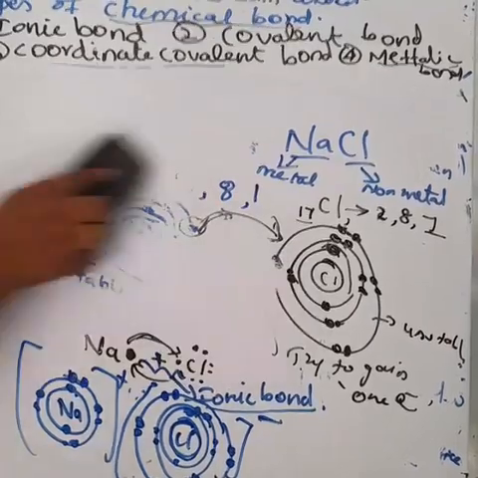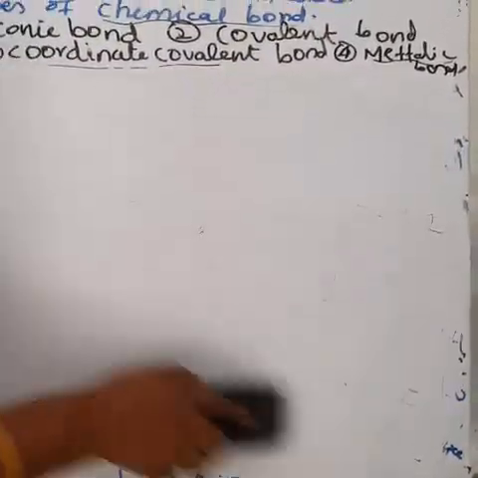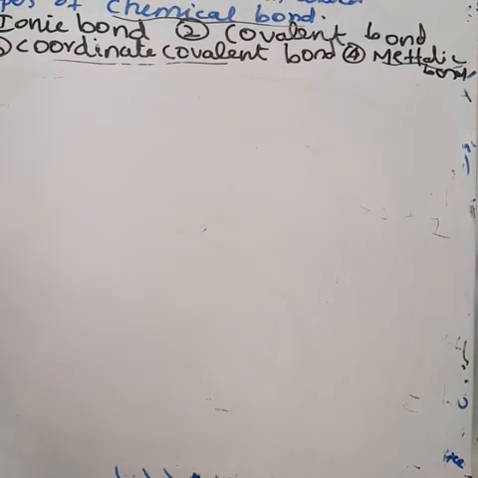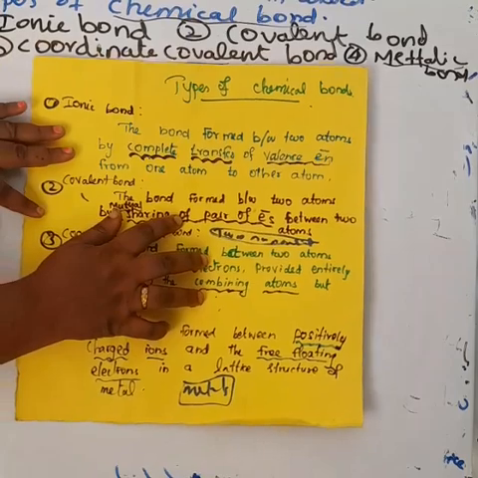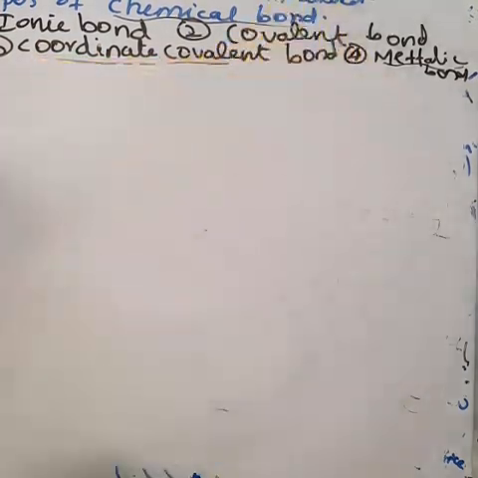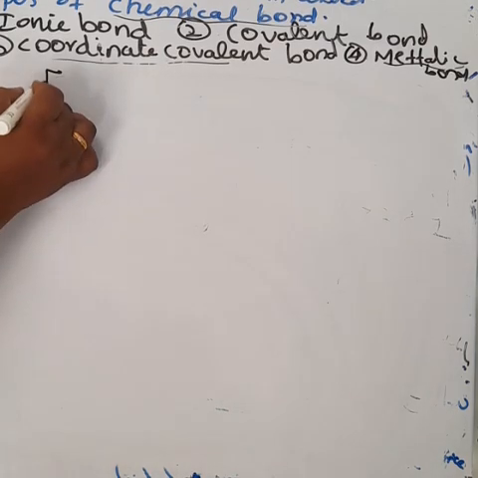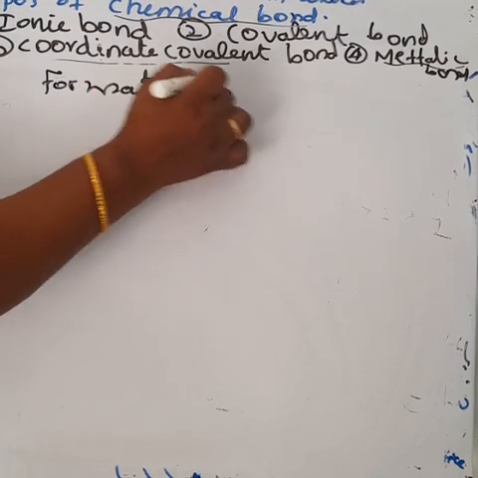Okay. Secondly, the covalent bond. How is the covalent bond formed? What do you mean by covalent bond? Covalent bond is the transfer of electrons from one atom to another atom. Okay. For example, the formation of hydrogen fluoride.